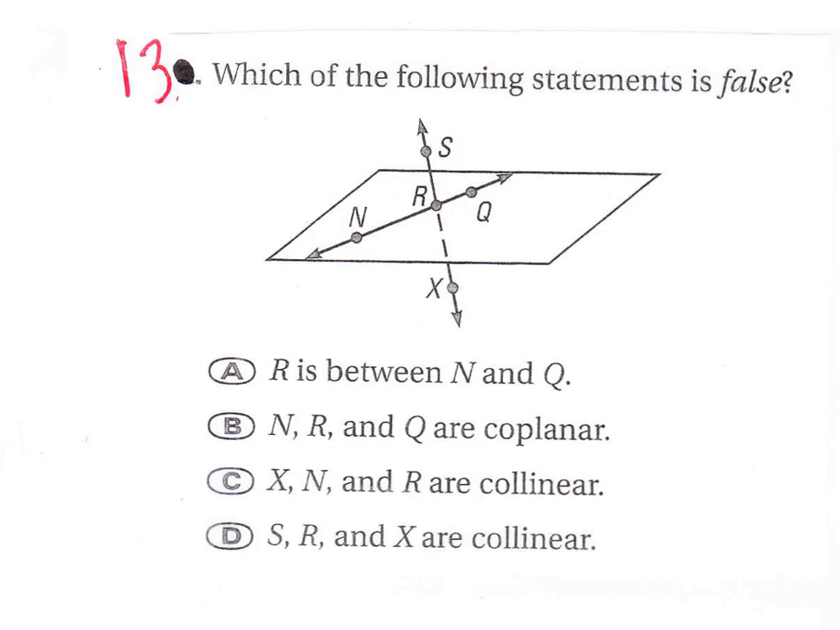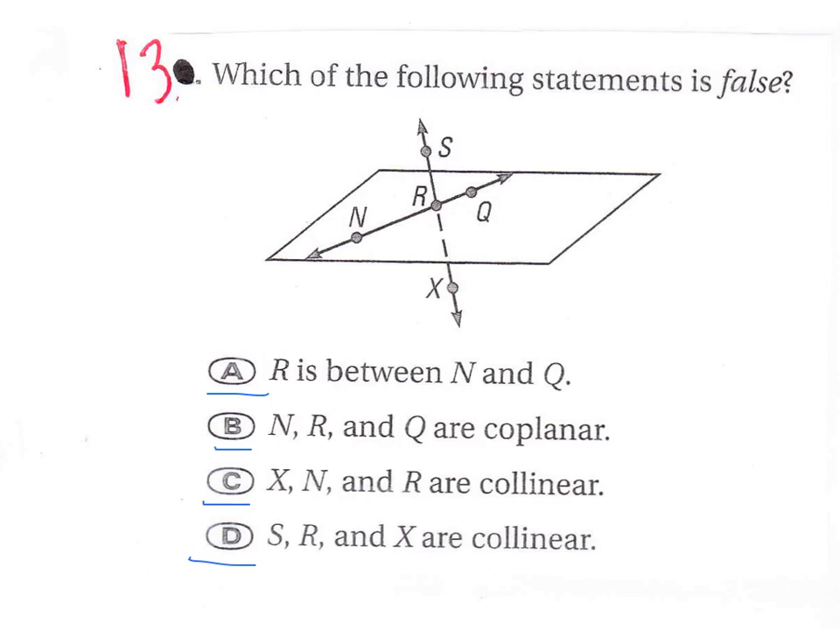On number 13, which of these statements is false? So take a look at the drawing up here, and which one of these are false? Is it A, that point R is between point N and point Q? Is B false, that point N, point R, and point Q are coplanar? Is C false, point X, point N, and point R are collinear? Or is it D, point S, point R, and point X are collinear?